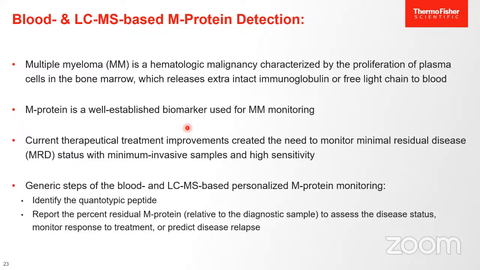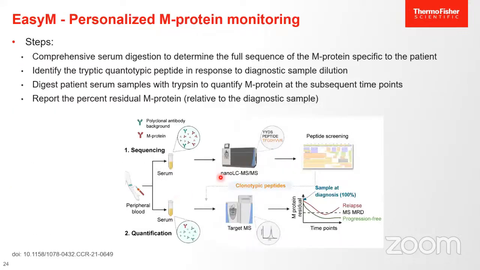So it doesn't require any of the things other techniques need. Here we use a generic step. We just collect a small droplet of blood, and then we identify a quantitative peptide. So we actually do the sequencing. I'll share the next workflow. So this is like a personalized M protein monitoring.